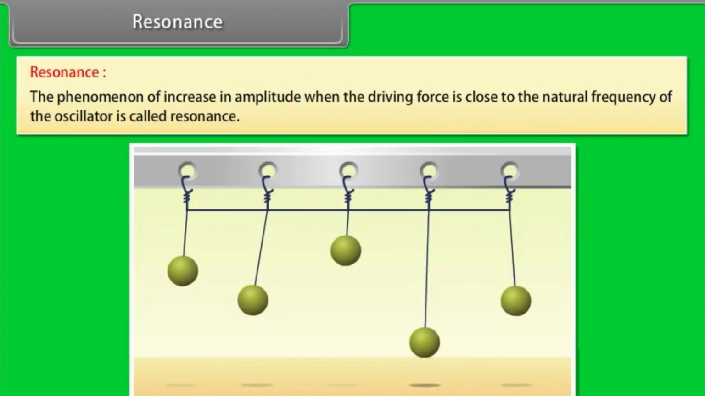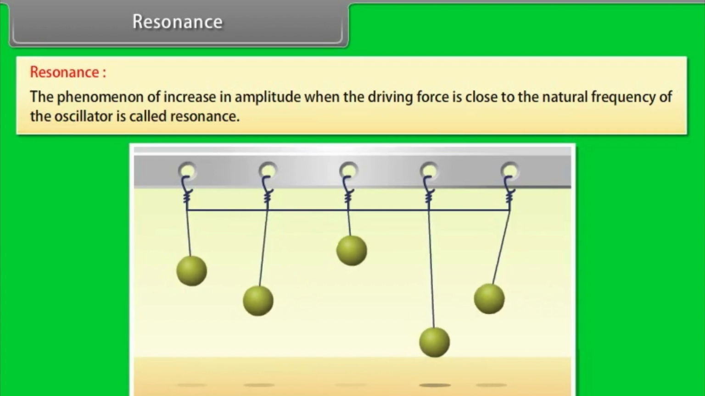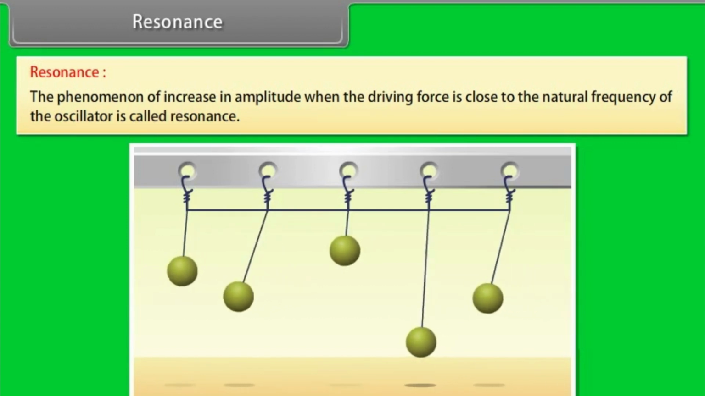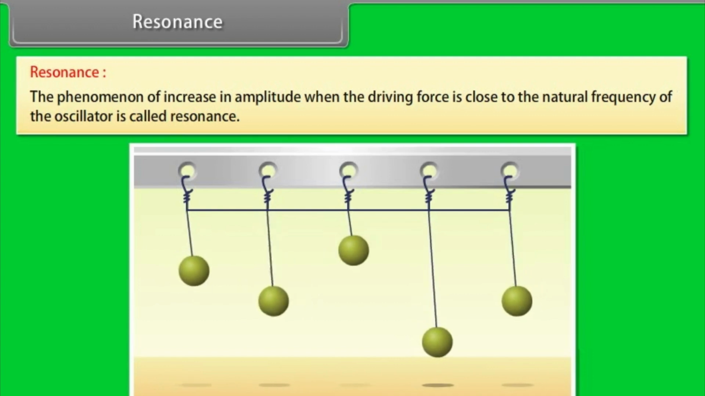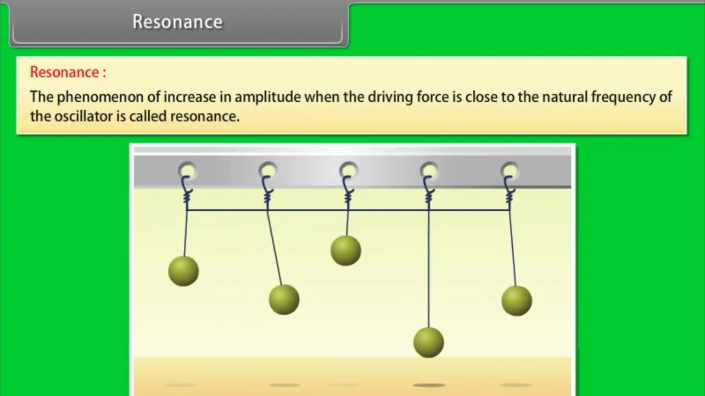The energy from this pendulum gets transferred to the other pendulums through the connecting rope and they start oscillating. The driving force is provided through the connecting rope. The frequency of this force is the frequency with which pendulum 1 oscillates. Pendulums 2, 3 and 5 first start oscillating with their natural frequencies and different amplitudes, but this motion is gradually damped and not sustained.